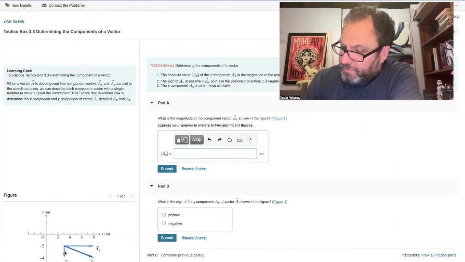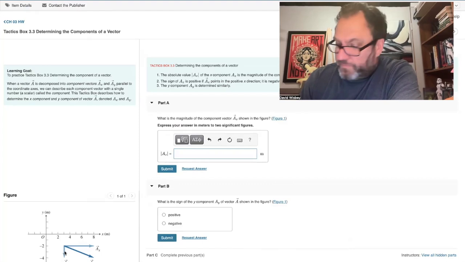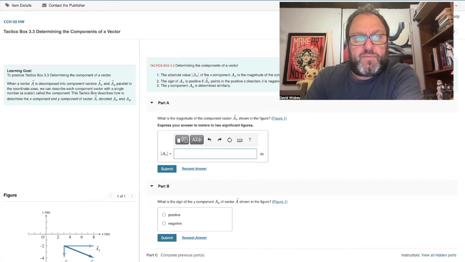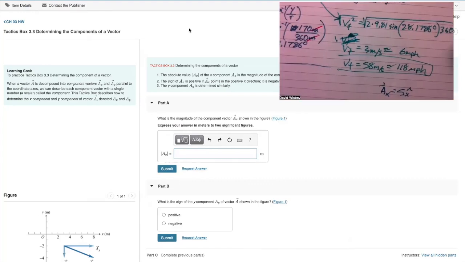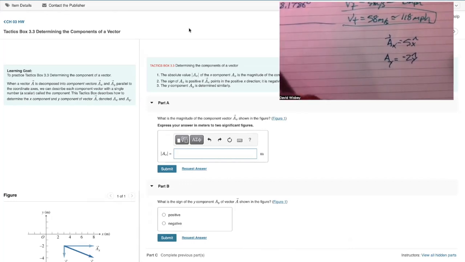Actually, I'm gonna just redraw the vector over here in my notebook. But basically, I'm gonna say AX has a length of 5, and AY has a length of -2. Let me show you what I'm writing over here. So I'm taking notes on this problem, and then I'm going to draw it.